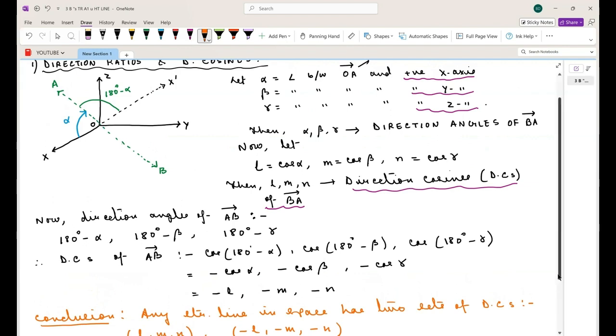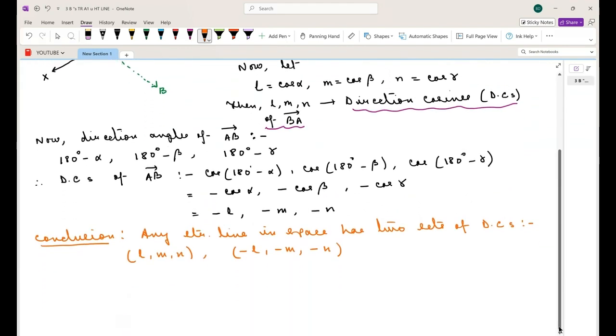So this is what we mean by direction cosines, which is somewhat similar to the slope of a line. Okay. Now, these direction cosines have a very important property. Note, no matter what the line is, L square plus M square plus N square will always be equal to 1. This is a very, very special property of direction cosines.